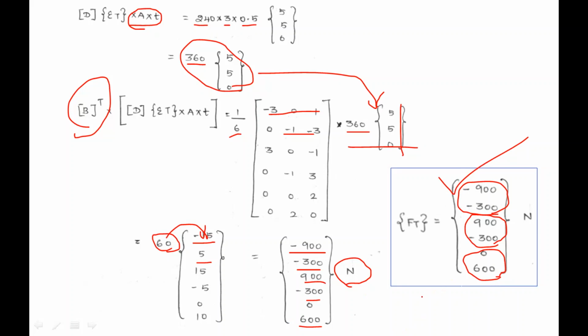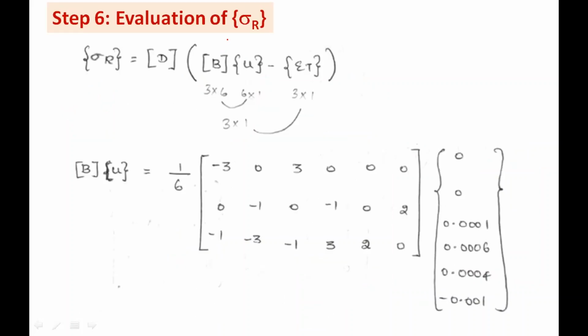Then next it is asked to find the element stresses also, right? So we have to find the resultant stress by using the nodal displacement given in the question. Let us see that also. Evaluation for the resultant stress sigma r. We already derived the expression for the sigma r. Sigma r is equal to D multiplied by B into U minus epsilon T. So the B into U is nothing but the strain due to the total displacement.